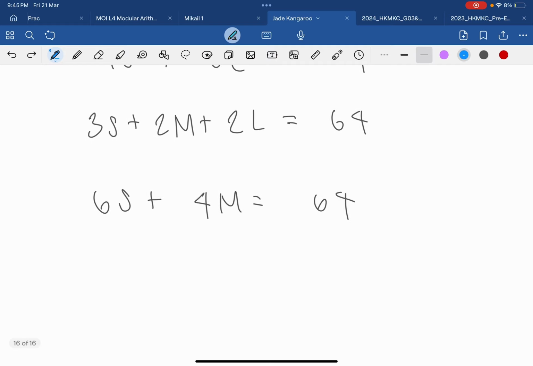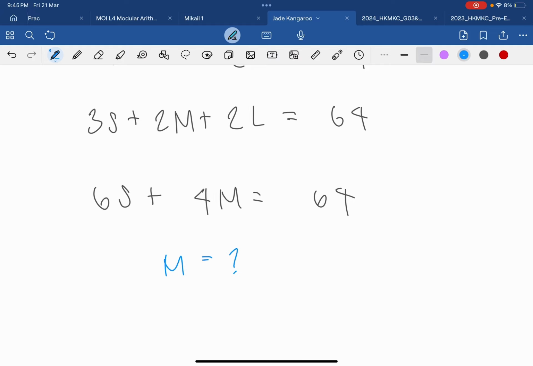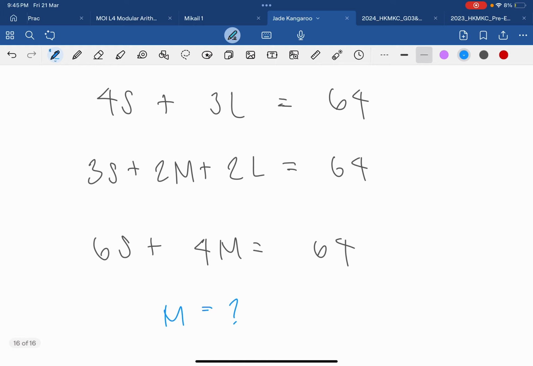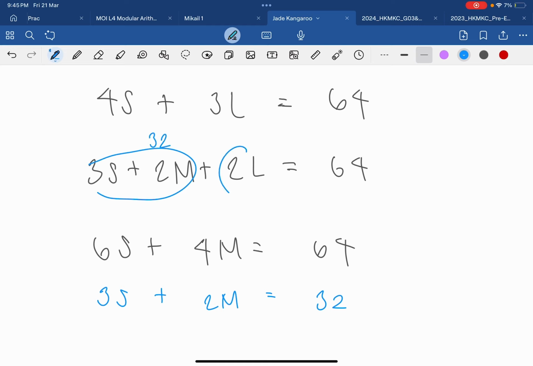So we're supposed to find the value of M. Right, so how do we do that? The fastest way would probably be to do this. Right, this over here is 64, which means if I take 3S plus 2M, that is 32. So I could replace this with 32. That means 2L is going to be 32 as well, which means L is equal to 16.